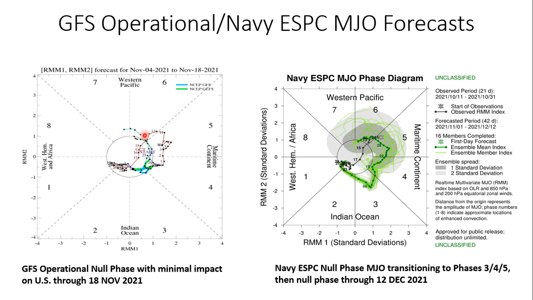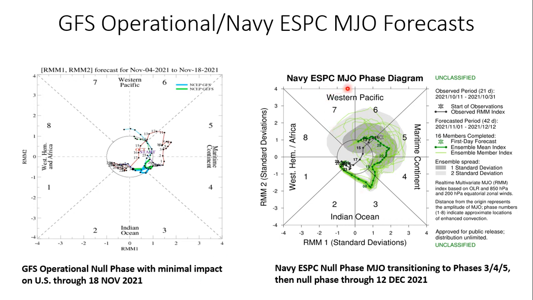There's indications of the MJO working its way into a weaker phase 6 and 7, where we have the convection in the Western Pacific Ocean. But overall, we're looking at a fairly weak to null phase MJO according to the GFS operational model. So again, we'd expect minimal impact on the United States weather right on through the 18th of November.